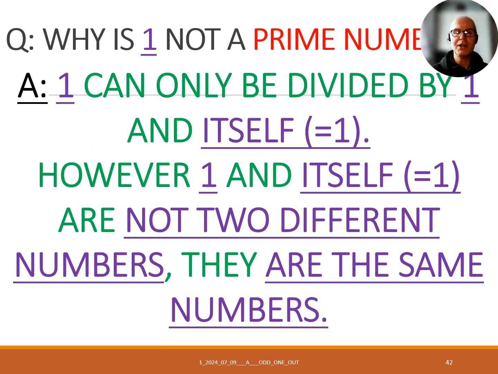Why is 1 not a prime number? Because 1 can only be divided by 1 and by itself, which is also 1. However, 1 and itself are not two different numbers. They are the same number. So 1 is not a prime number.